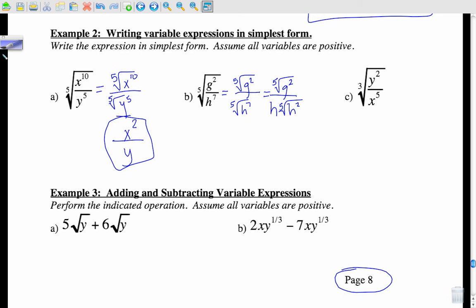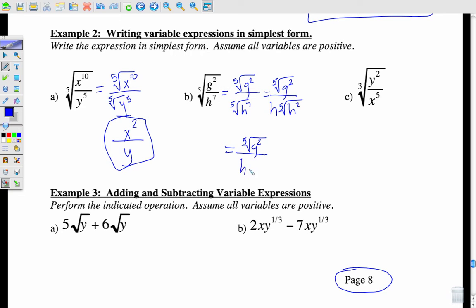But if you recall, back in the day, you are not allowed to have this radical in the denominator. So somehow we have to go through and get rid of that. Here's how we're going to do that. I'm going to take my 5th root g squared all over my h, 5th root h squared.